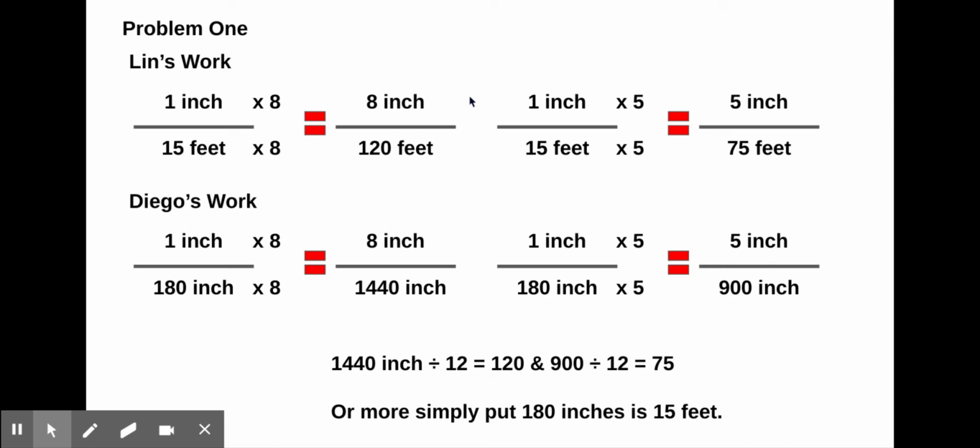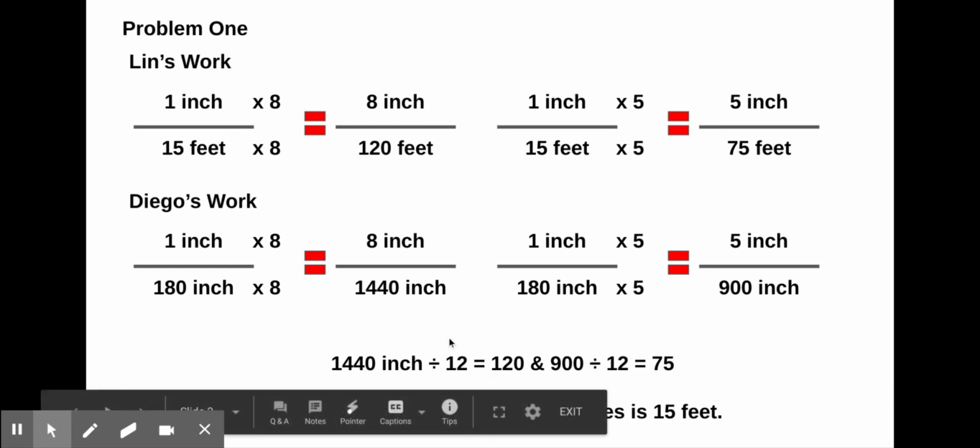And so if we lay it out here, one way of doing it would be this one. 1 times 8 is 8. 180 times 8, 1440. And if we divide 1440 by 12, well, we'd get 120. If we do 180 times 5, that's 900. 900 divided by 12, 75. Because remember, 12 inches in a foot.